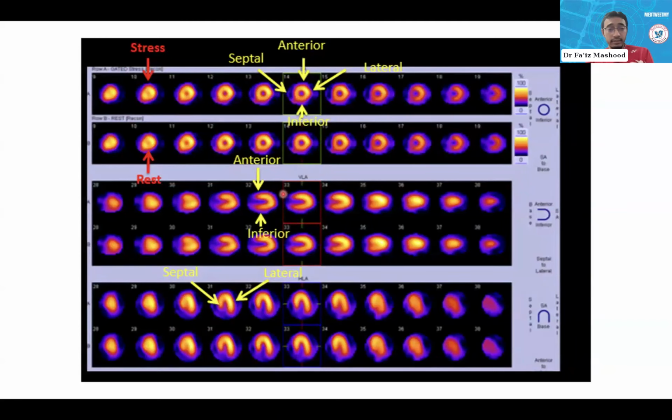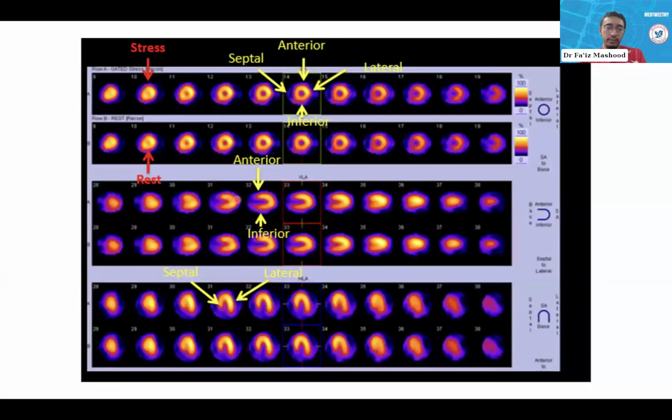Then they have the vertical long axis as well. Again, the upper part is the stress stage, and the lower part is the resting stage. And this is the horizontal long axis. So why these different views? Because they can assess different wall motion. From the short axis, they can assess septal, anterior, lateral, and inferior.